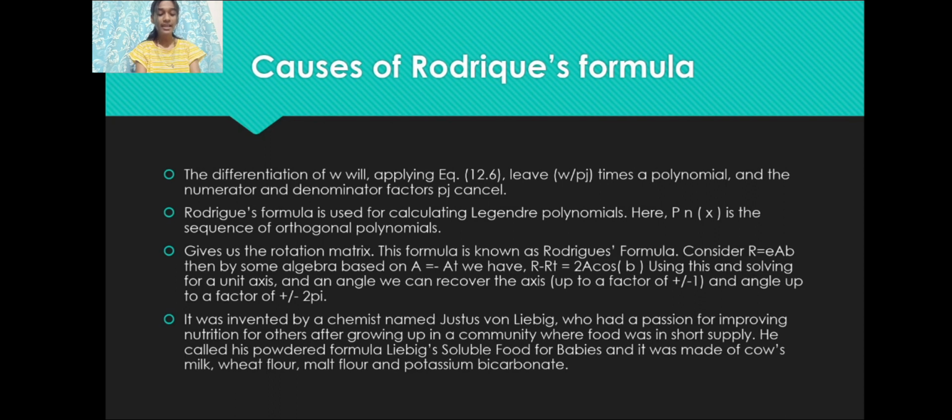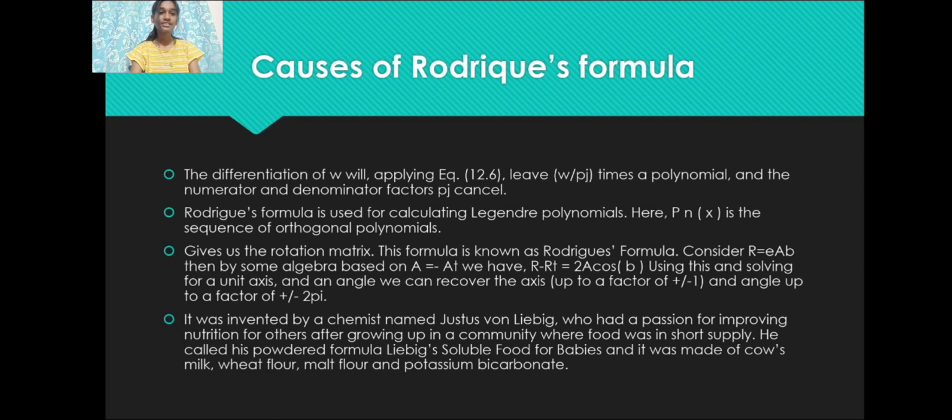Consider R equals e^(AB), then we have R minus R transpose equals 2A sin B. Using this for solving the unit axis and the angle, we recover the axis and the angle up to a factor of plus or minus pi. It was invented by the chemist Justus von Liebig, who had a passion for improving nutrition for others. After growing up in a community where food was in short supply, he made a soluble food for babies, made from cow's milk, wheat flour, malt flour, and potassium bicarbonate.